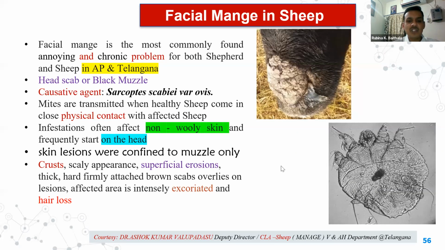There will be crusts and a scaly appearance, with superficial erosion. Thick, hard, firmly attached brown scabs overlay the lesions, and the affected area is intensely excoriated with severe hair loss. This is the picture we can see under the microscope. These are the typical lesions, with brown pus. That is one of the typical examples of facial mange in sheep.